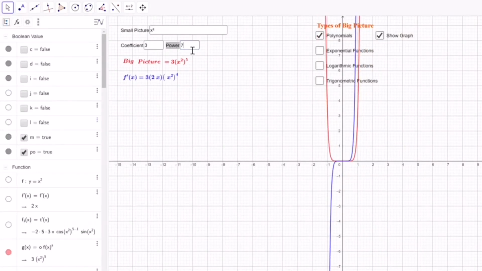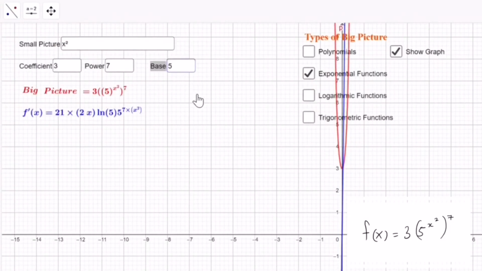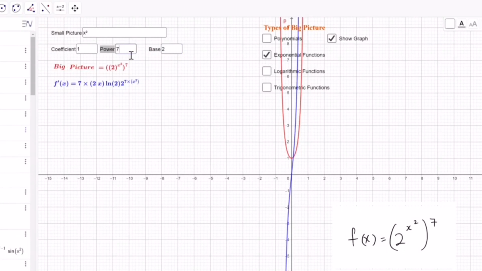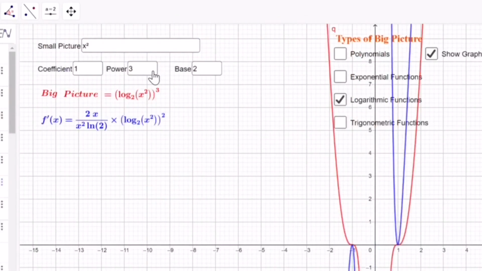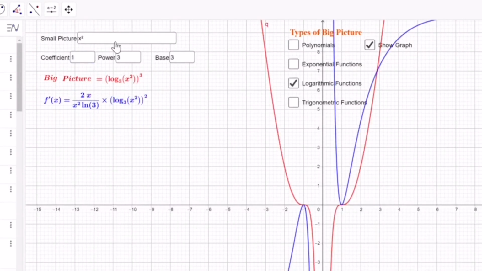Students need to choose the function. From there, students can identify and insert the small picture, the power and the coefficient. By inserting all correctly, the red color, which is the big picture, will be the question given to the students, and the blue color will be the differentiated answer in detail using the big picture, small picture concept. Voila, we have a calculator for students to check that the final differentiation answer of their questions using big picture, small picture is correct.